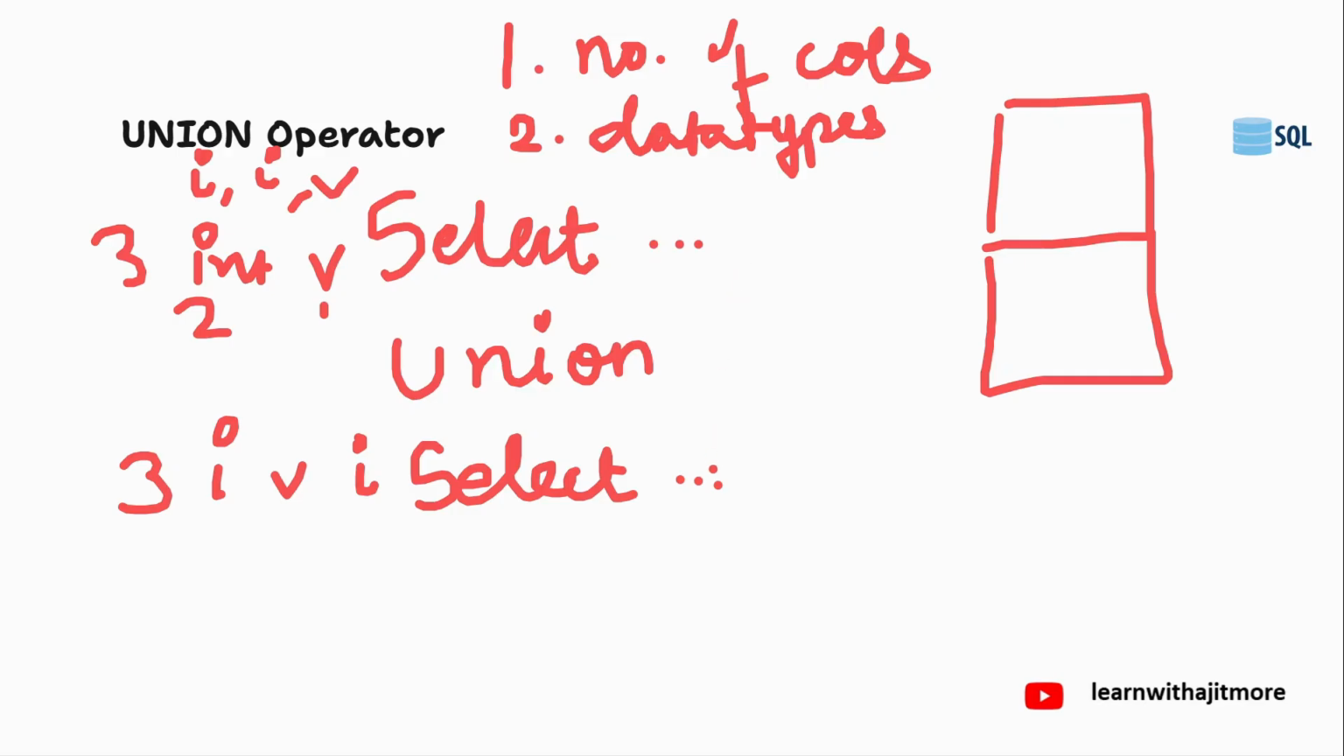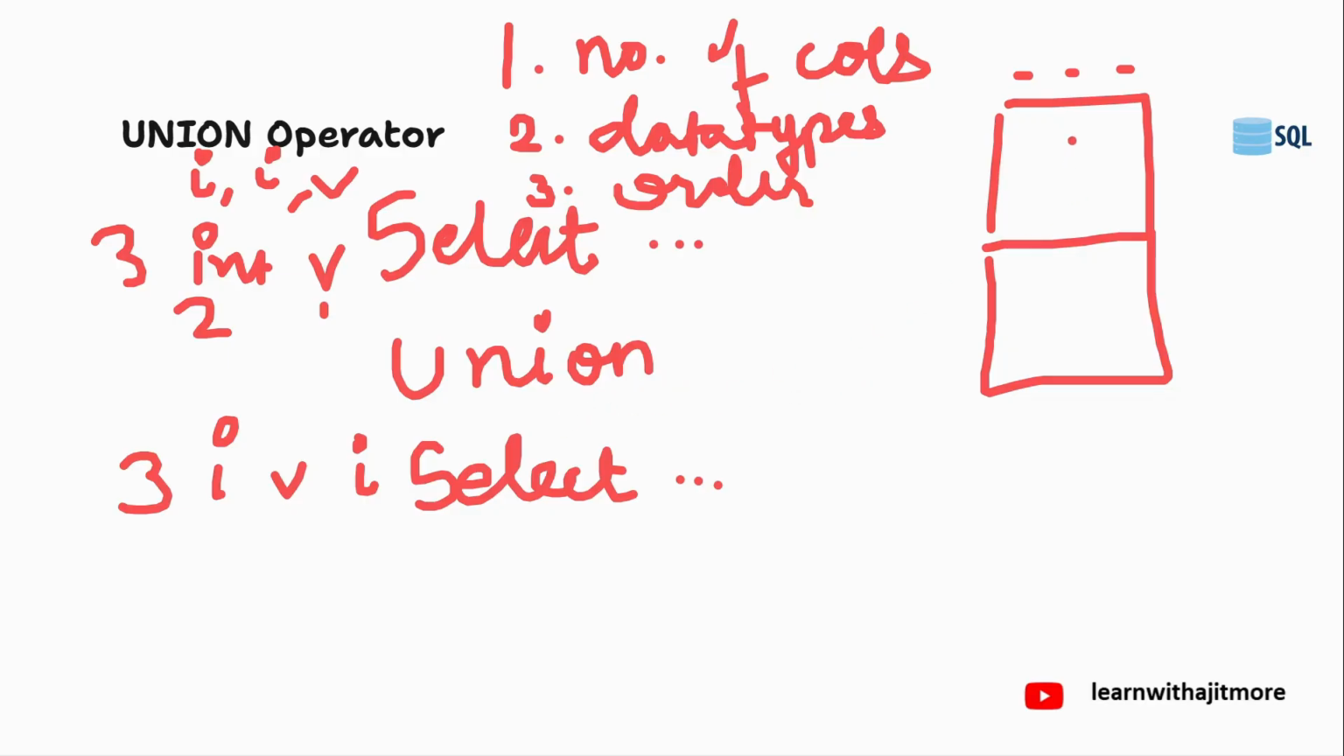Now name doesn't matter. Column name doesn't matter. It will take the column names of the first query in the result. Whatever result you get, the column names will be the column names of the first query. Get it? The column name doesn't matter. Only what matters is the number of columns, the data types, and their order. The order is important. Get it? Clear?